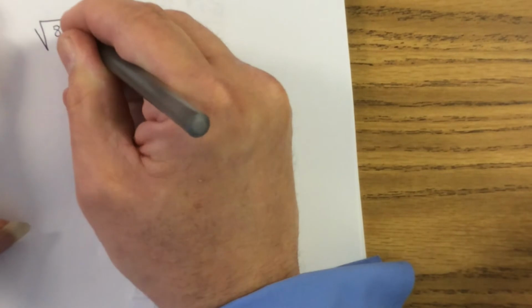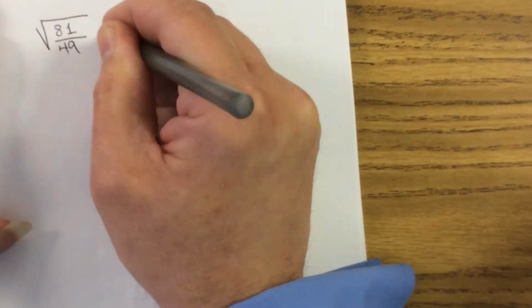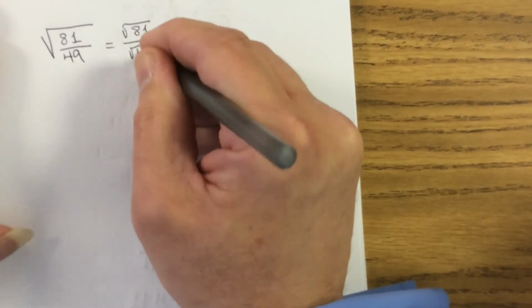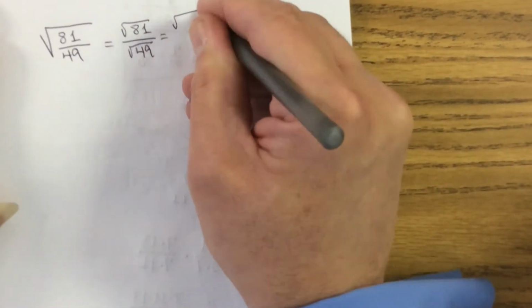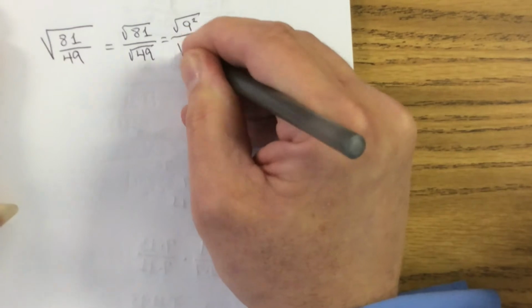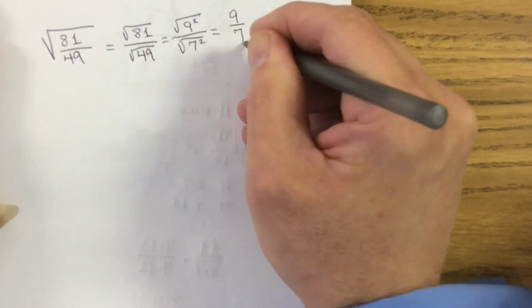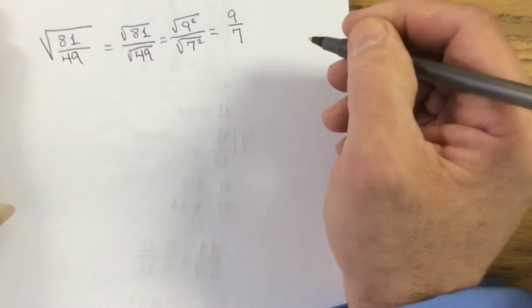Okay, here's the square root of 81 divided by 49. The whole fraction is under the radical sign, so that means both the numerator and the denominator belong under a radical sign. Now, 81 is 9 squared, 49 is 7 squared, so this one's really easy. It's 9 over 7.